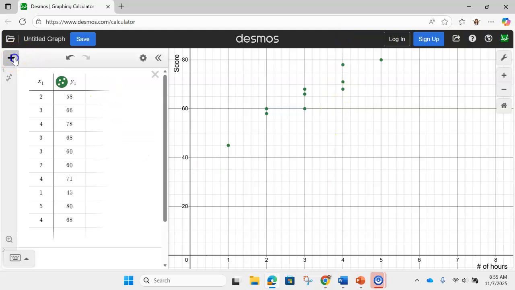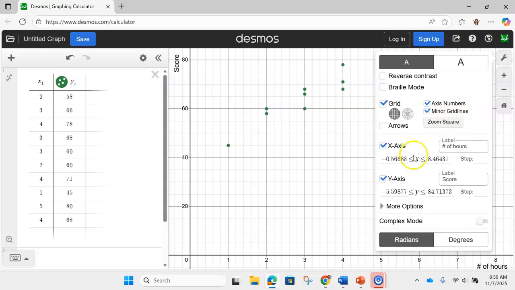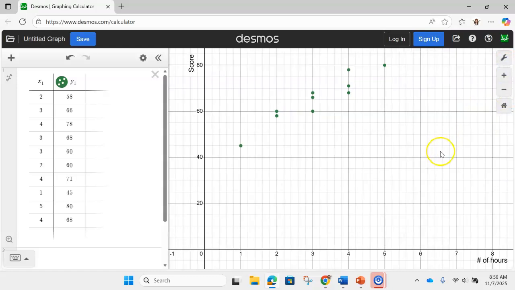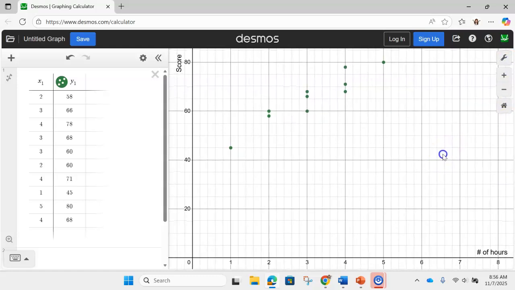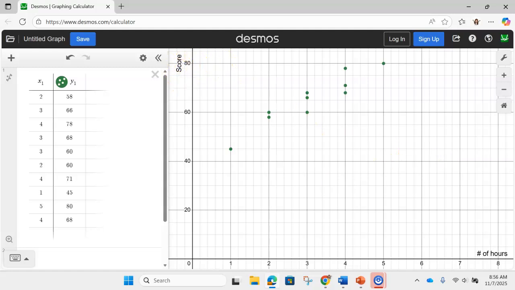Okay, so what I did was I went here and I added a table, and then I just entered in all of the data points. And then I came over here and I said I want my x-axis to go from 0 to about 8, and I labeled it as number of hours. And I said I wanted my y-axis to go from 0 to about 80, and I said that was the score. And then once I got it, I just kind of zoomed until I was happy and like, okay, I can see the score, I can see the number of hours, I can see all of this data right here.